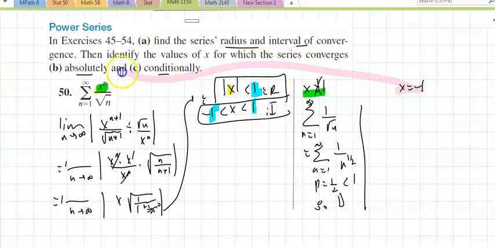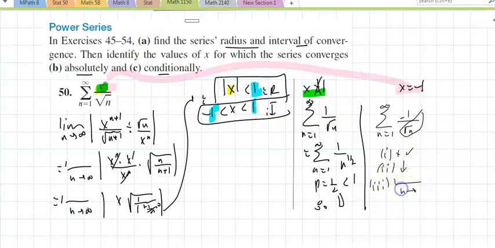If I take x and replace x by negative 1, I'll be looking at the series n equal 1 to infinity of negative 1 to the n over radical n. Well, that is positive, we know that. That is decreasing, we could say that because n only appears in the denominator. And if we take the limit as n approaches infinity of 1 over radical n, we get 0, therefore converge by alternating series test.